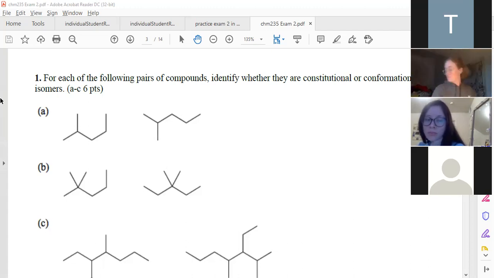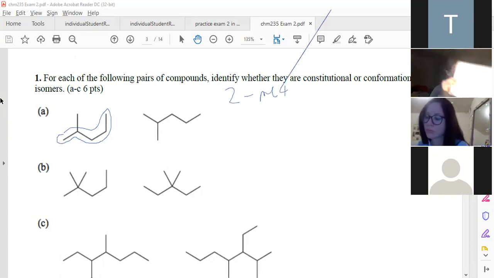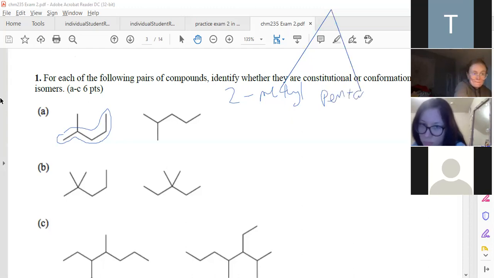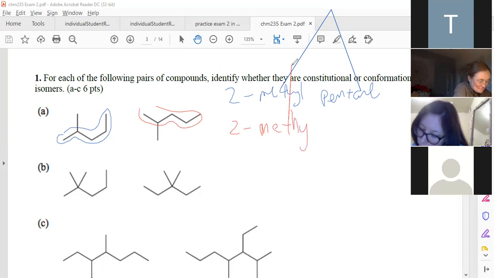So 1, 2, 3, 4, 5. This is 2-methylpentane. And then if I do the same thing with this, right? So 1, 2, 3, 4, 5. This is also 2-methylpentane. All right, so if you name them and you get the exact same answer, then that means that they are the same molecule, right? So that's how you tell the difference between them.